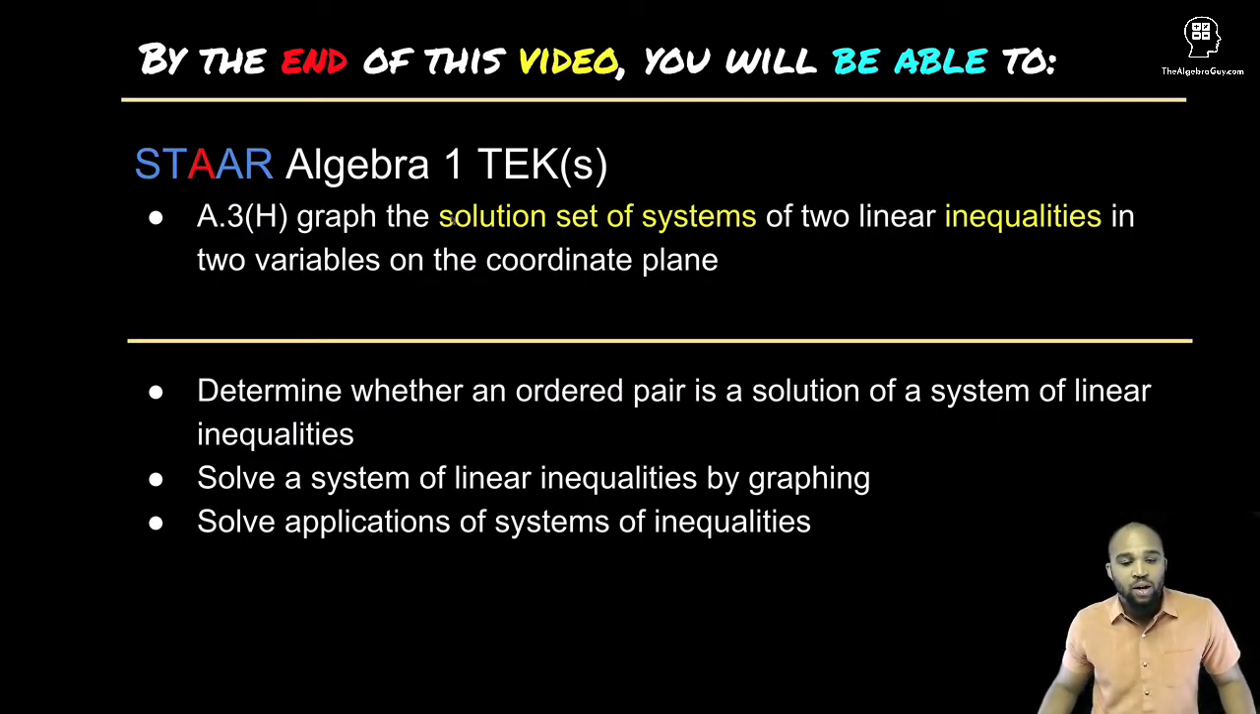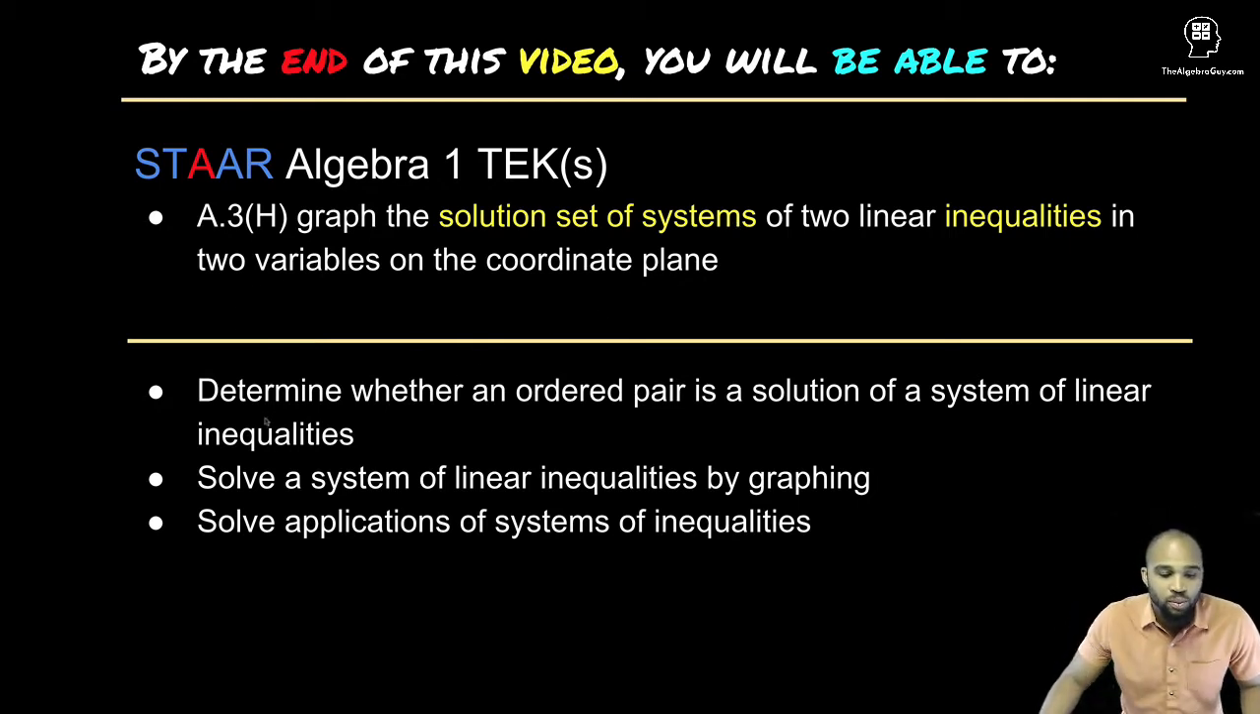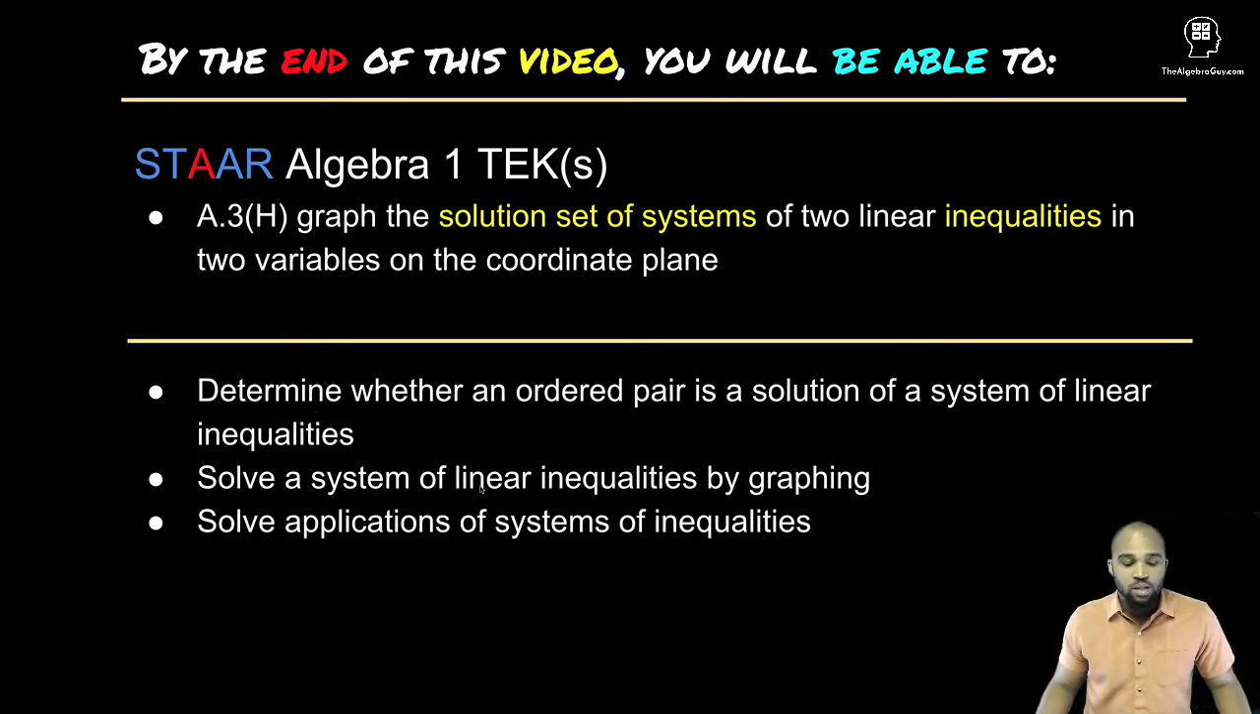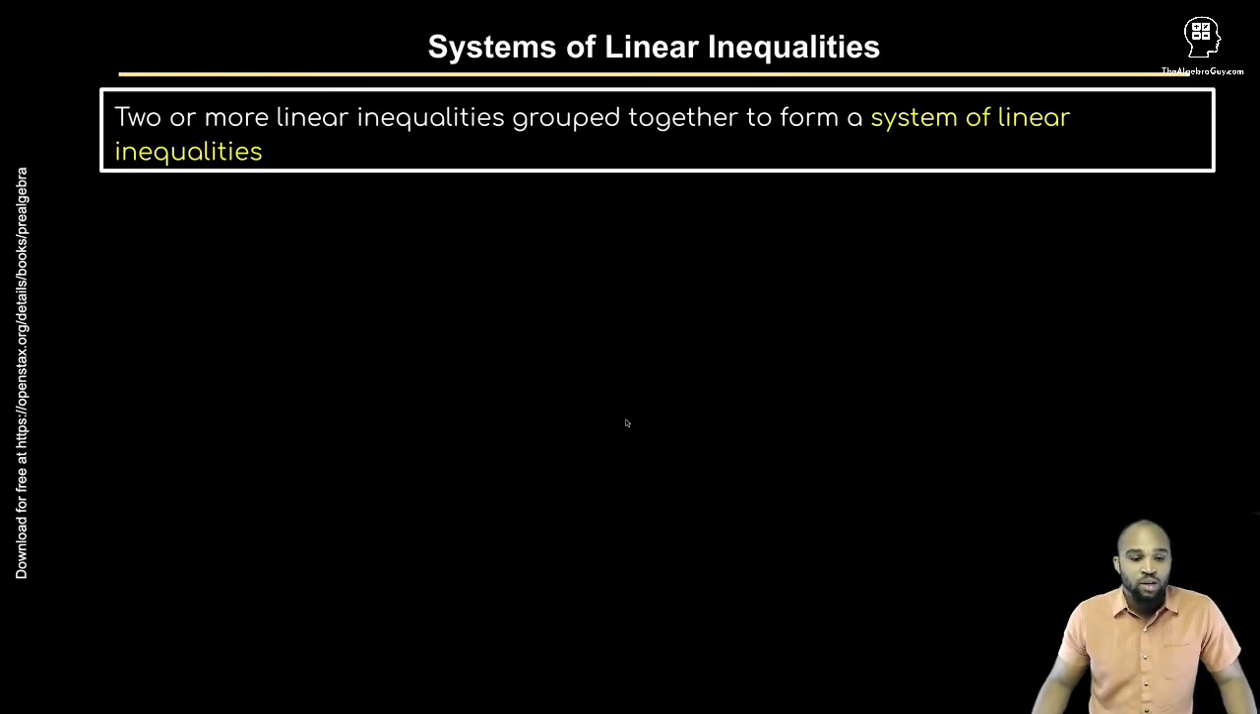3H is the T. Graph the solution set of systems of two linear inequalities in two variables on the coordinate plane. Here are the skills that we're going to accomplish today: determining whether an ordered pair is a solution, solving a system of linear inequalities by graphing, and solving applications. And we're going to bring out our calculator for that one as well. So let's jump to it.